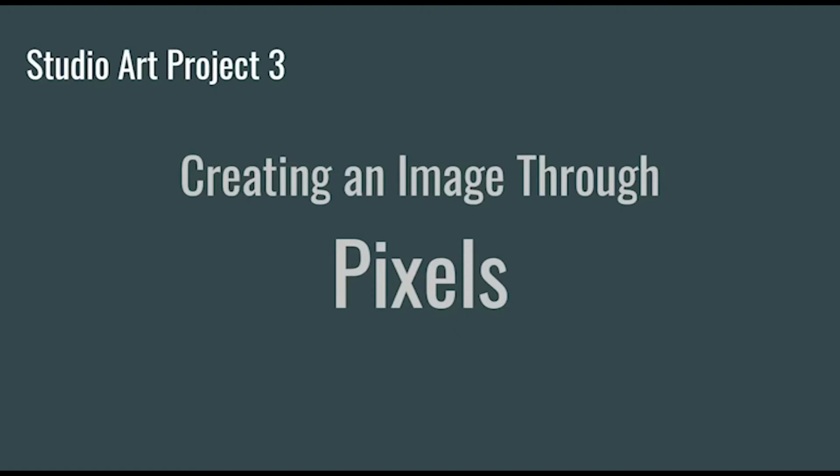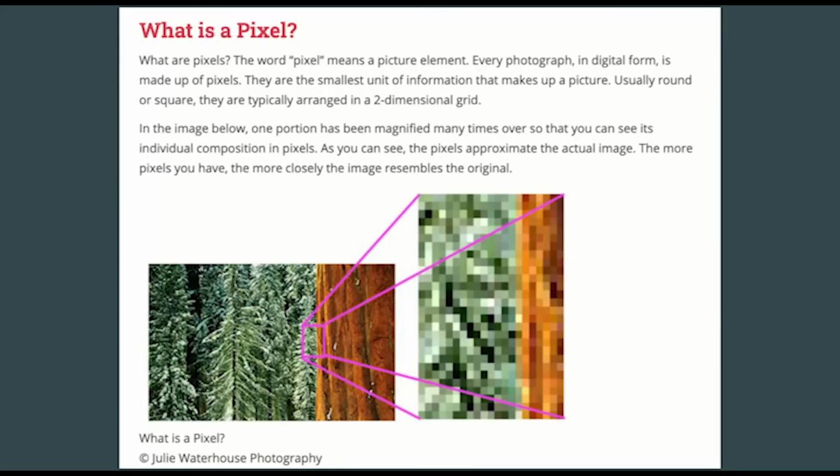Hello and welcome to your third project, Studio Art Project 3, creating an image through pixels. In this project, we're going to think a bit about pixels, but we're going to be creating an analog form. Pixels are what you see on your computer. It means a picture element, a smaller unit of information that comes together to make a bigger unit of information, aka the images you see on your computer.